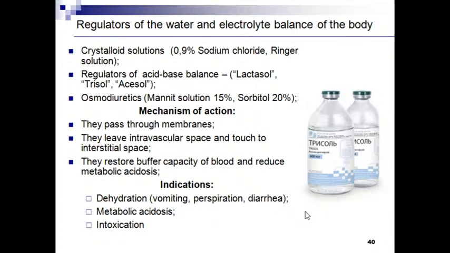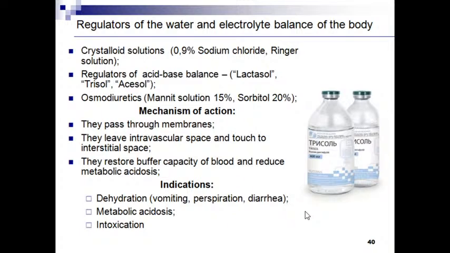Next group, regulators of the water and electrolyte balance of the body. What does regulation mean? Mechanism of action. Crystalloid solutions: 0.9% sodium chloride, Ringer solution, Ringer lactate solution, Phillips solution, lactosol solution, or solutions of osmodiuretics, 15% solution of mannitol or 20% solution of sorbitol.